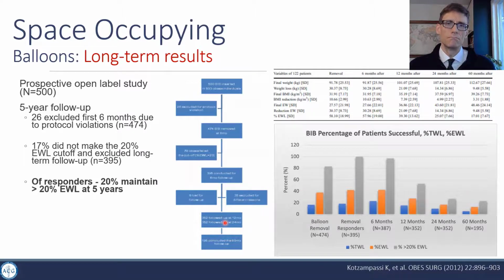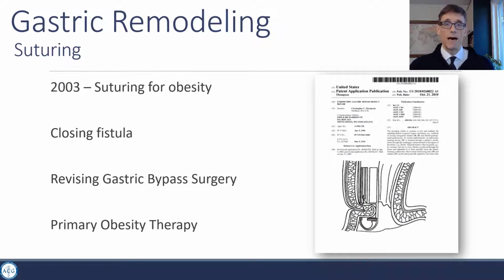loss. Moving on to gastric remodeling, and here we have our original patent from the early 2000s, which included various methods, including closing gastric fistula, revision of the gastro-jejunal anastomosis and pouch, and various primary obesity therapy concepts. And we'll start with revision of the gastro-jejunal anastomosis.